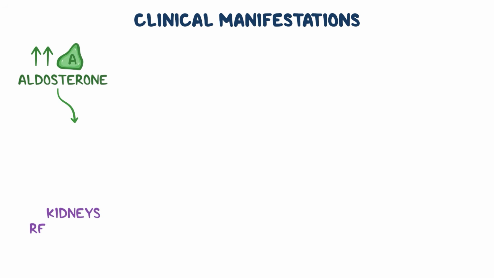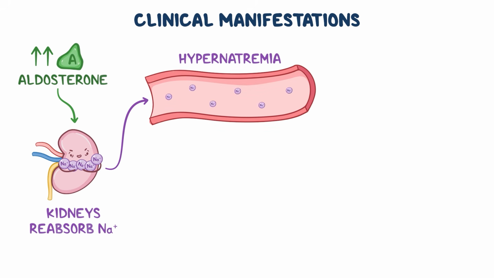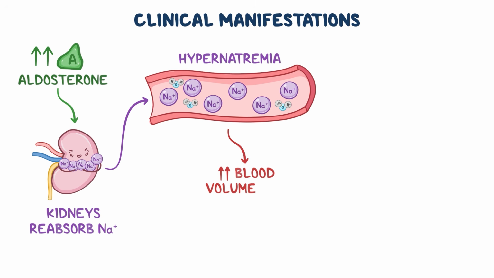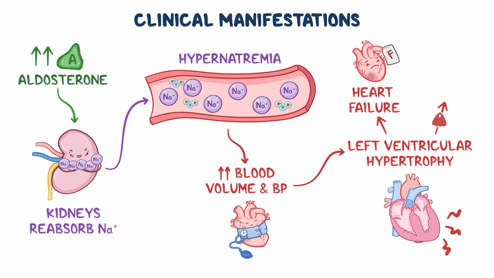Regardless of the cause, high aldosterone levels make the kidneys reabsorb more sodium, leading to high sodium levels in the blood, or hypernatremia. As sodium shifts back into the blood, water follows, which increases blood volume and raises blood pressure. Over time, this can put extra strain on the heart, causing the left ventricle to thicken, which is also known as left ventricular hypertrophy. Over time, this can lead to heart failure and, in more severe cases, a heart attack or stroke.